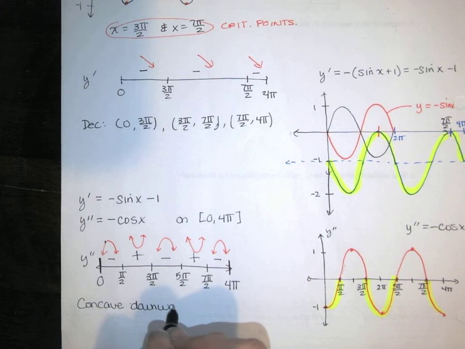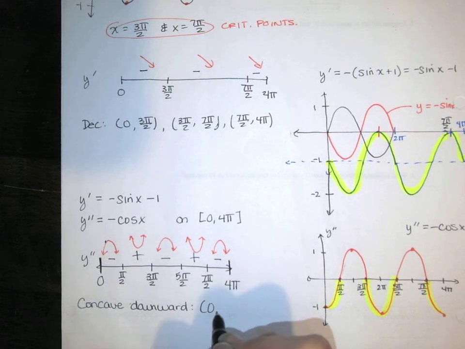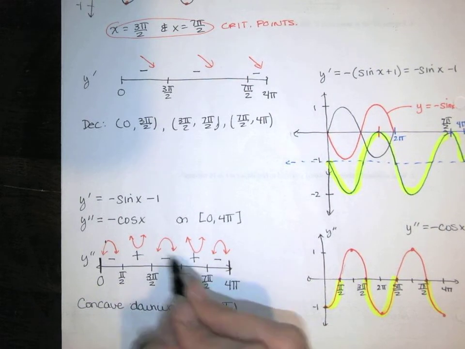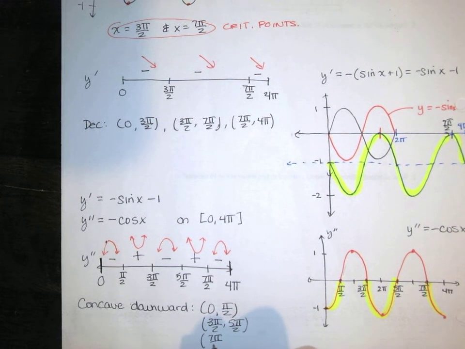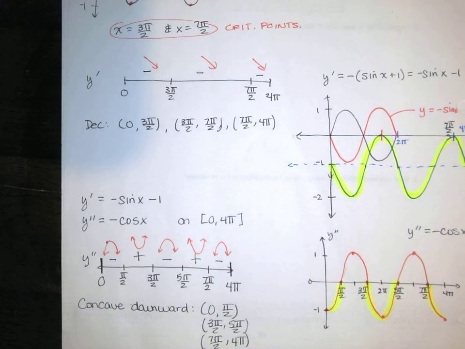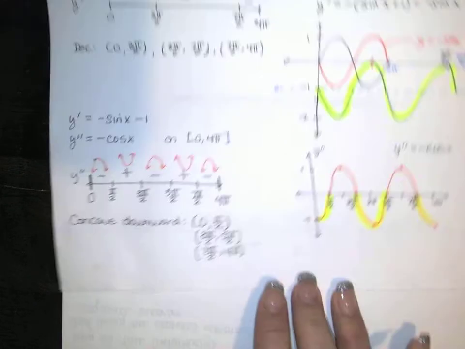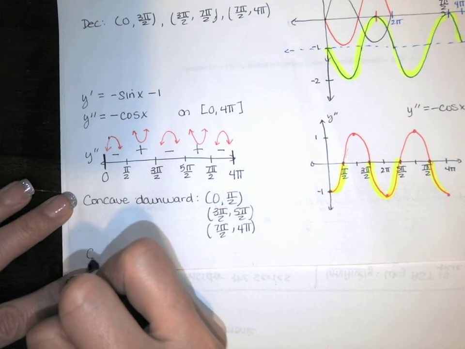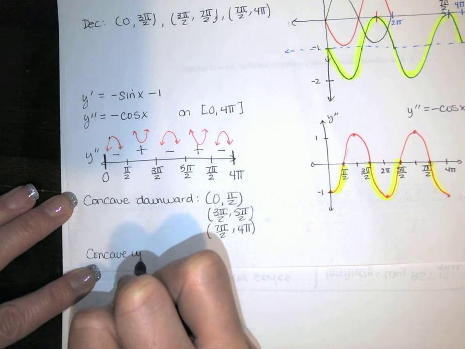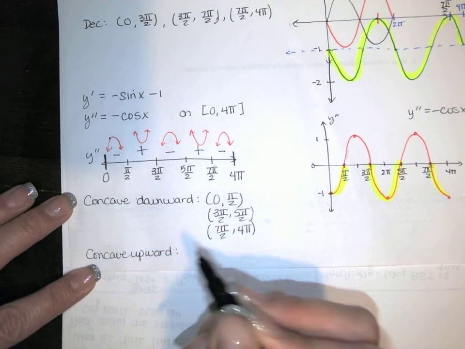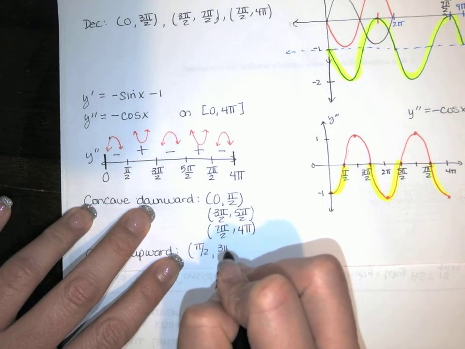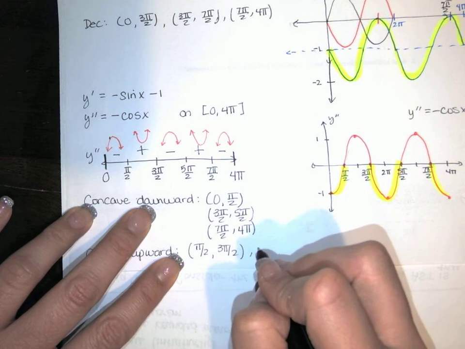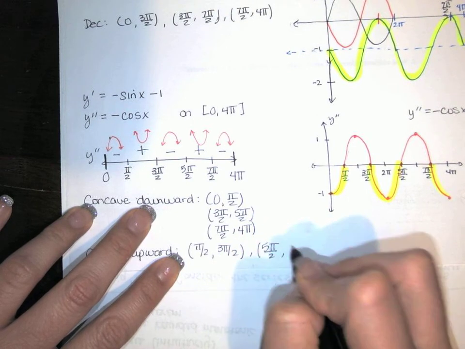The graph is concave downward on the interval from 0 to pi over 2, and the interval from 3 pi over 2 to 5 pi over 2, and the interval from 7 pi over 2 to 4 pi. And the graph is concave upward on these intervals, pi over 2 to 3 pi over 2, and 5 pi over 2 to 7 pi over 2.